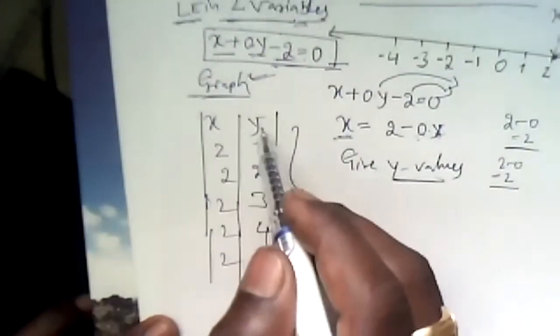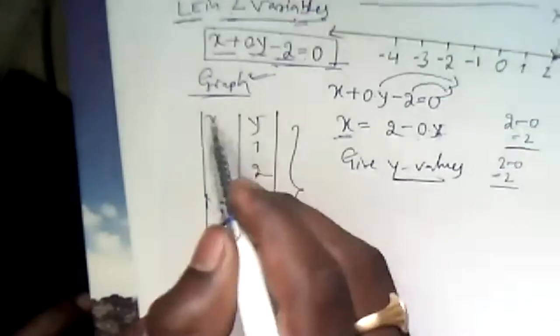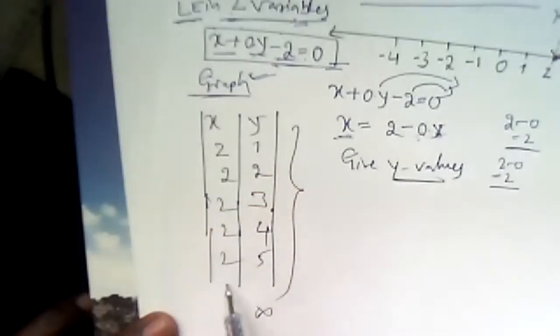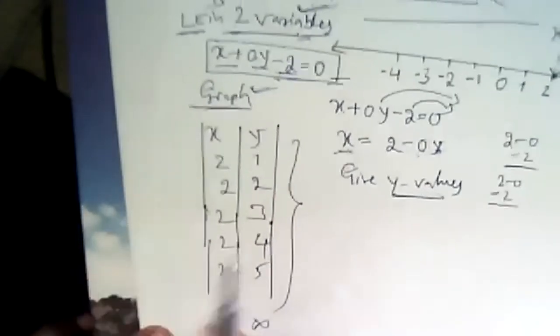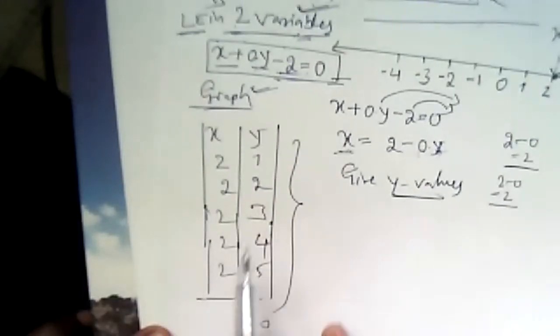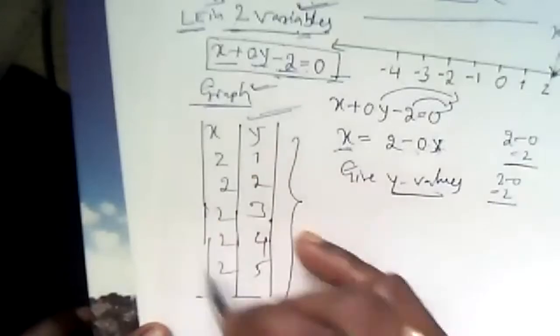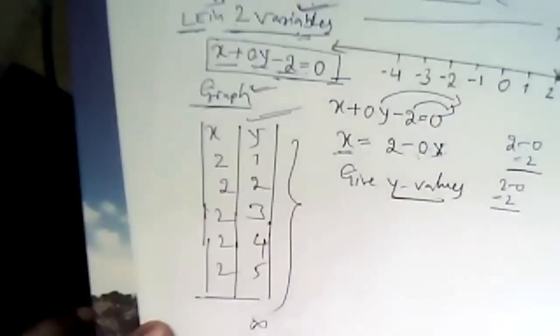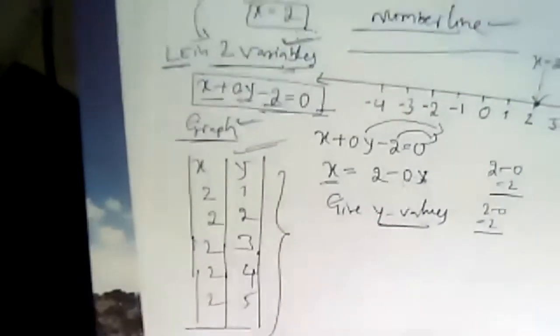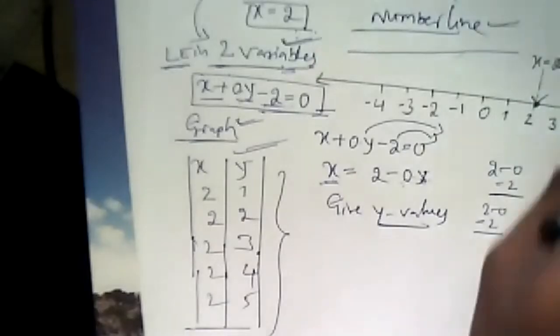Okay, for all the values of y, the x value becomes constant. Therefore x is equal to 2 only. Is it right? Okay, x is equal to 2. Now we have to plot the graph for these solutions. Now how to plot the graph for these solutions? Just see.